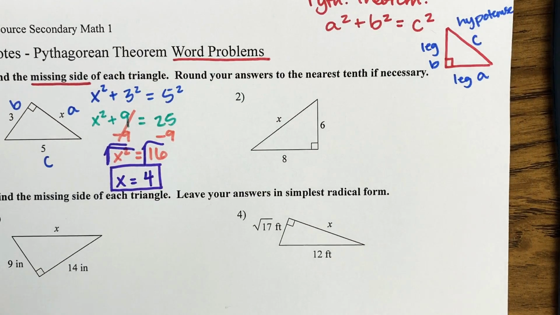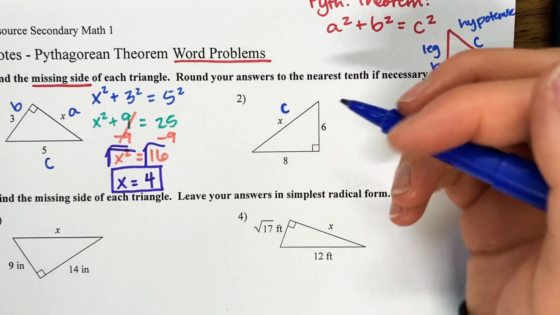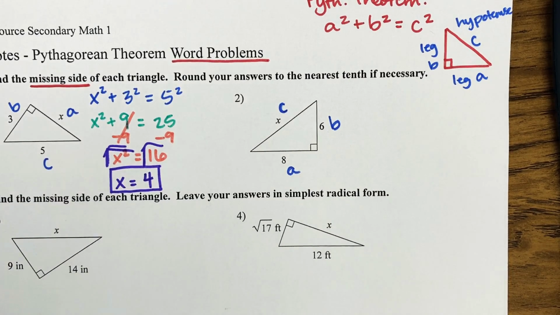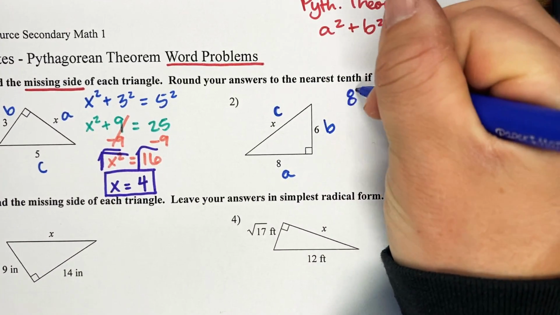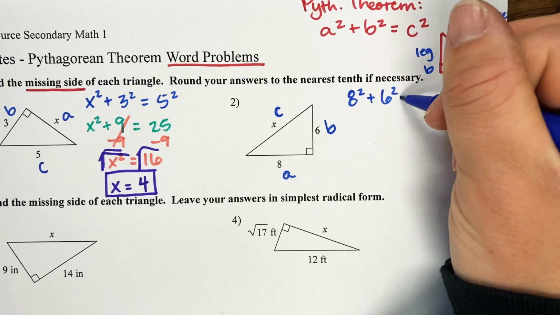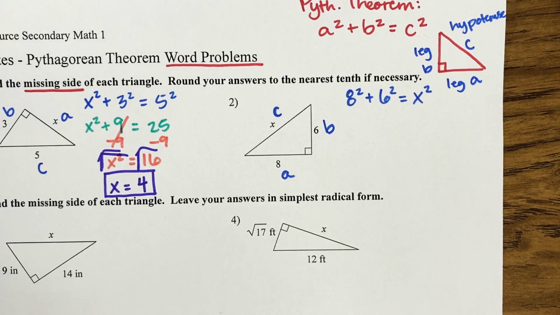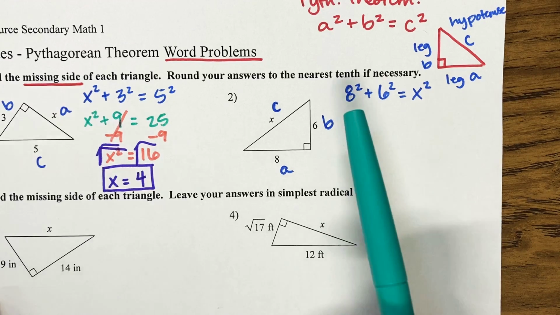Okay, well, let's look at number 2. Let's identify A, B, and C in number 2. Okay, so this time my C is actually my X. Okay, that means 8 can be my A, and B can be 6. Beautiful. Now that we know that, let's go ahead and just plug it into our Pythagorean theorem. A squared, my A is 8, so 8 squared. Plus B squared, my B is 6, so 6 squared. Equals c squared, my c is x, so x squared.